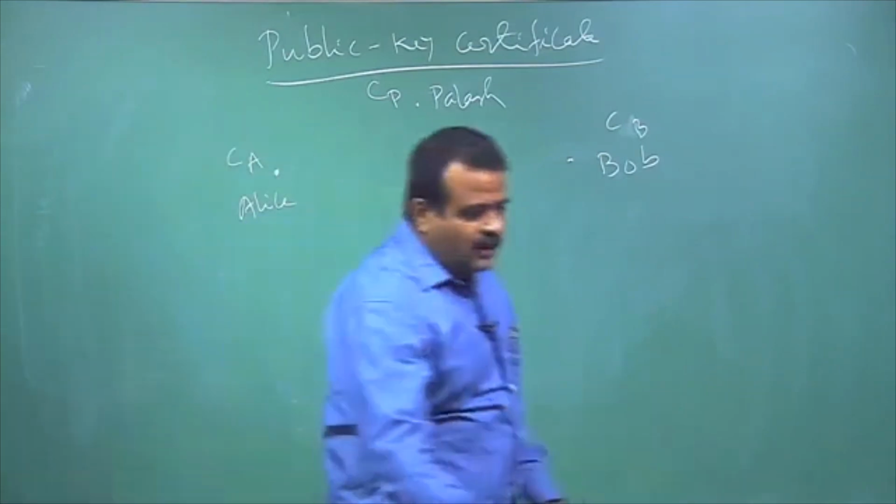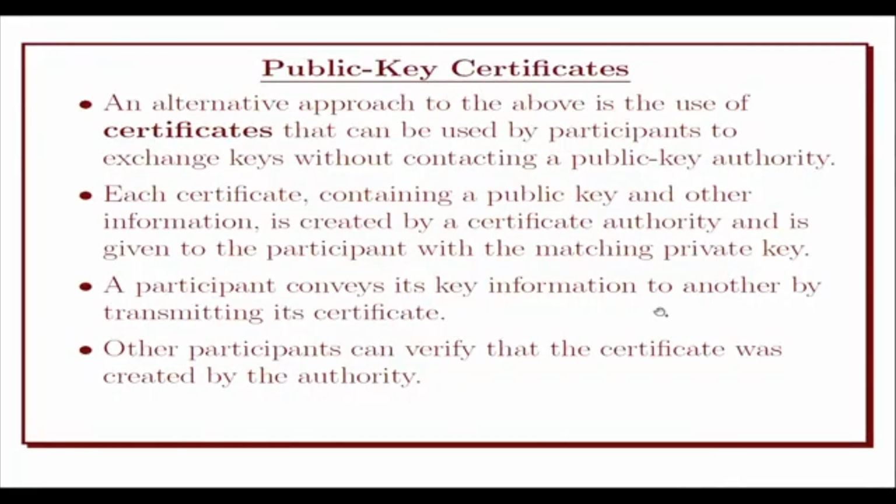So this is the way we generate the certificate. Each certificate, as we said, containing a public key and other information, is created by the certificate authority, and it is given to the participant along with the matching private key. So a participant conveys this key information to another by transmitting the certificate. The receiver can verify that the certificate was created by the authority.